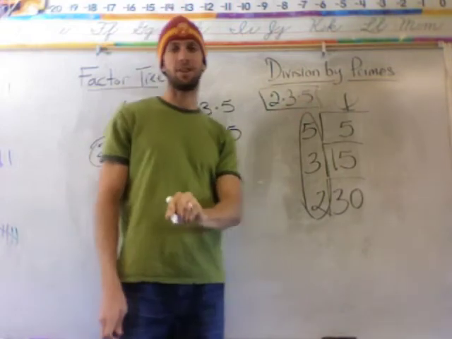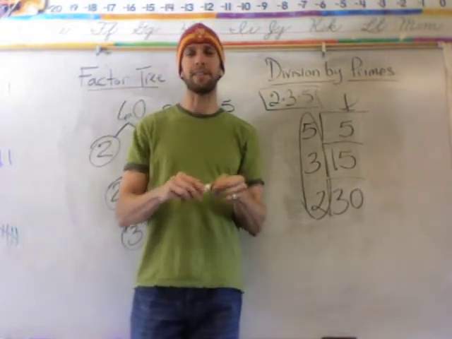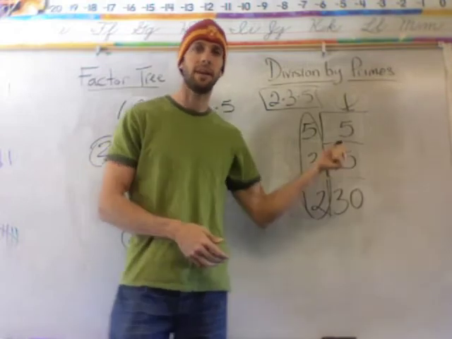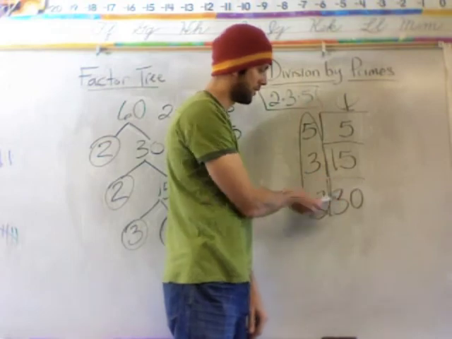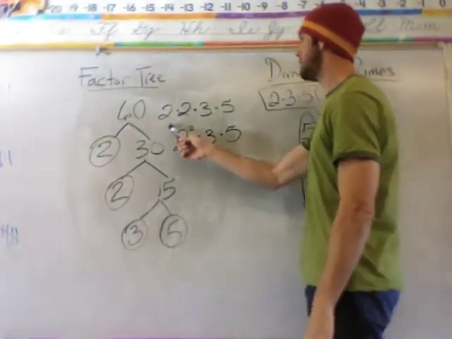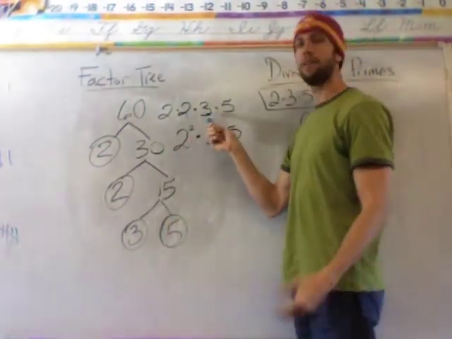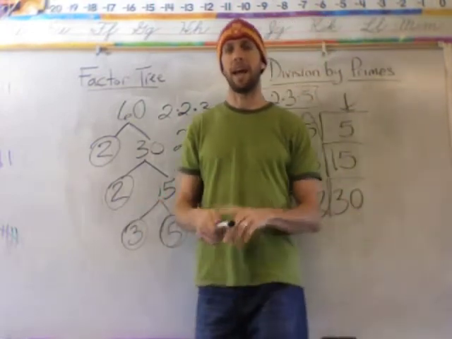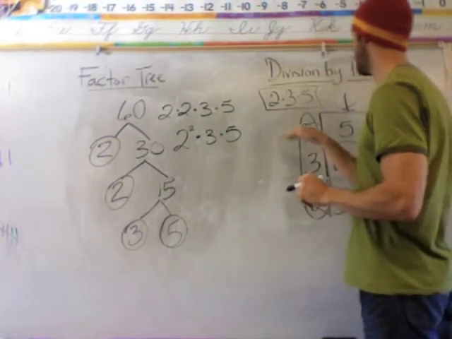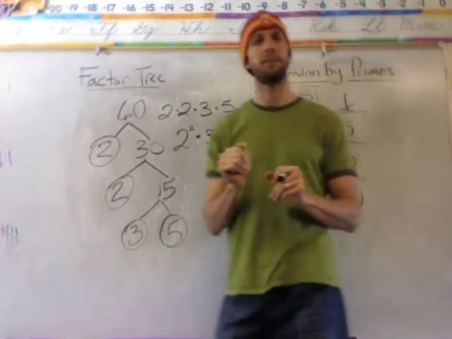That is my answer. And to check answers is very simple. You multiply your work and see if you get the number. 2 times 3 is 6. 6 times 5 is 30. 2 times 2 is 4. Times 3 is 12. Times 5 is 60. Both of them worked. And they're all prime numbers. If they're not prime numbers, then you did something wrong.